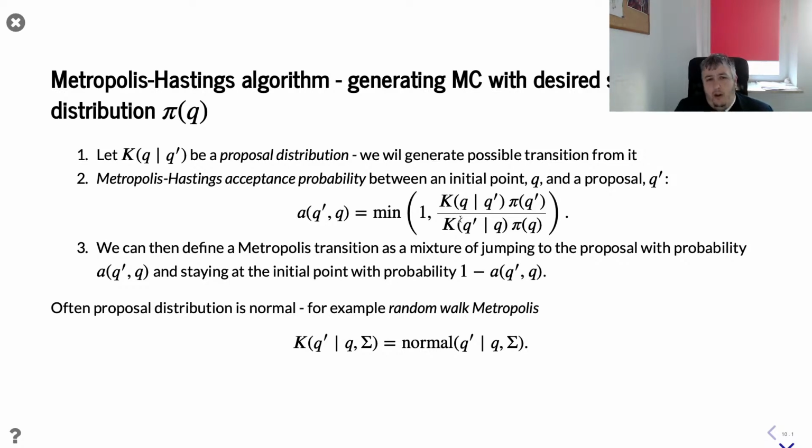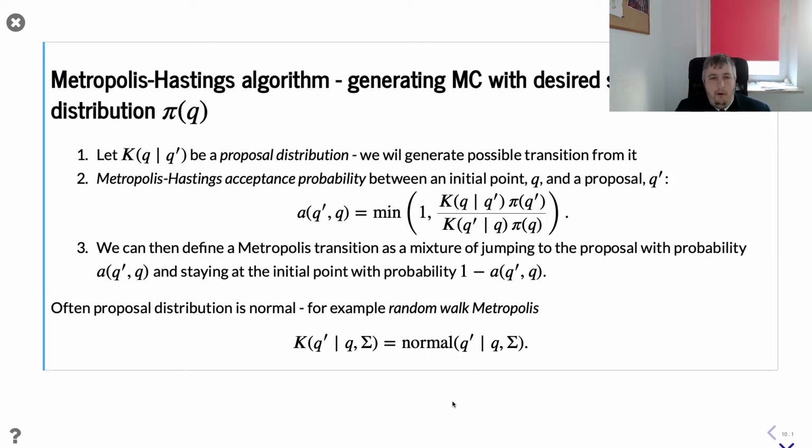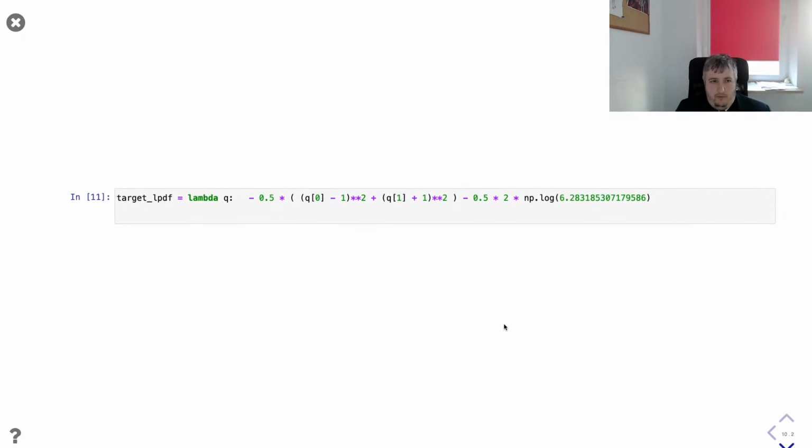Then we either accept this transition depending on this acceptance probability. We generate a random number and, depending on its value, we decide either to move or to stay. If we go above the threshold, then we move; below the threshold, then we stay. In the case of the so-called random walk Metropolis, we just use a normal distribution for the transition probability. We can also use different distributions.